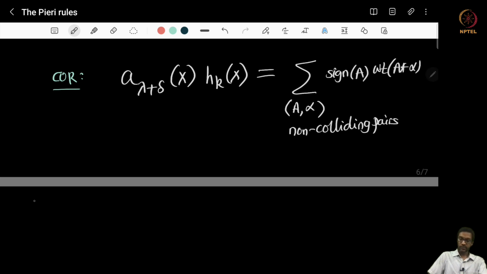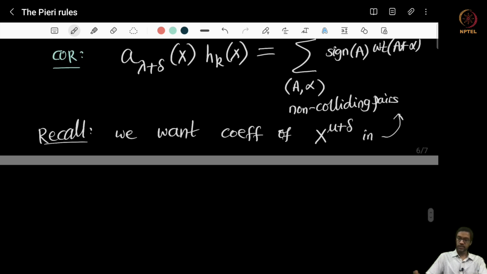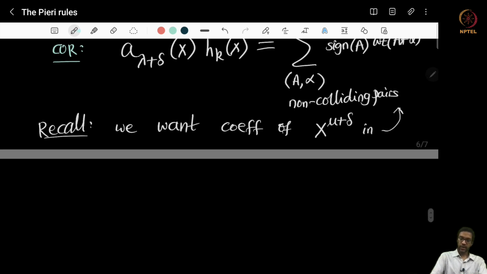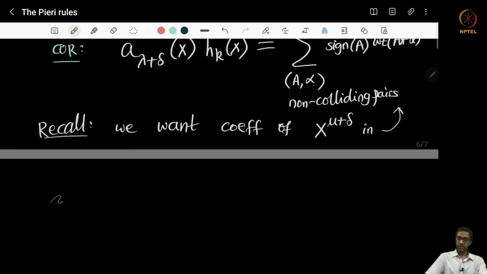So recall, we wanted to compute the coefficient of a particular monomial x to the mu plus delta in the left hand side, therefore in the right hand side. Okay, good. So now that's almost done, because let's again ask ourselves, how can you get that particular monomial? So let's draw the abacus again.